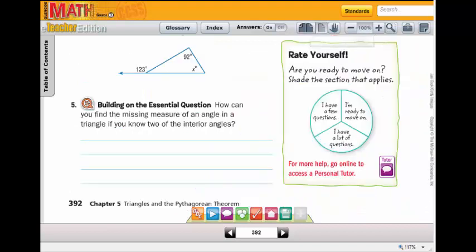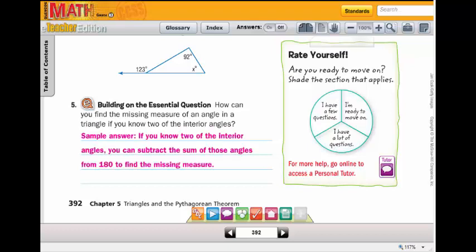Now, building on the essential question, how can you find the missing measure of an angle in a triangle if you know two of the interior angles? So the answer to that is really quite simple. If you know the interior angles, you can subtract the sum of those angles from 180 degrees. Subtract from 180 degrees and find that missing angle. All triangles always add up to 180 degrees. It's a good thing to know. Please do independent practice.